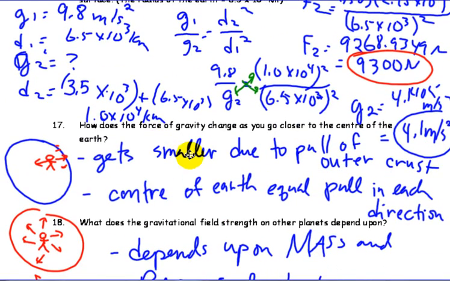Okay, number 17. How does the force of gravity change as you get closer? So we know what happens when you go outside the Earth. It gets smaller, smaller, smaller. What if you were to somehow teleport inside the Earth?